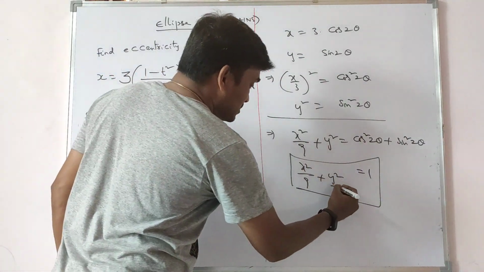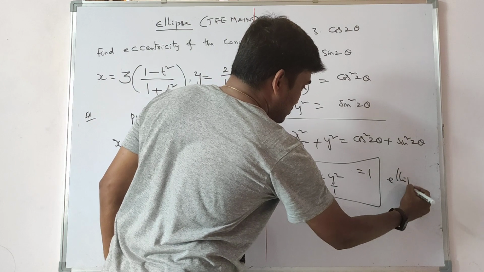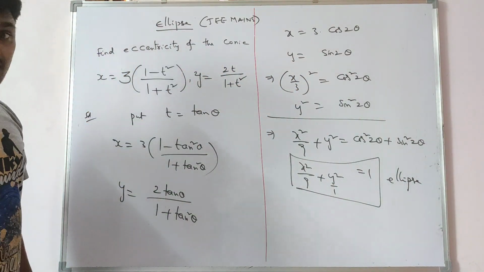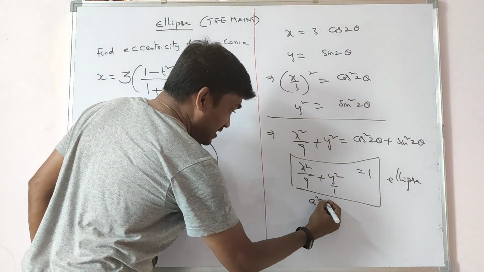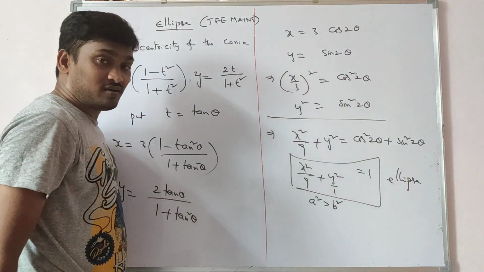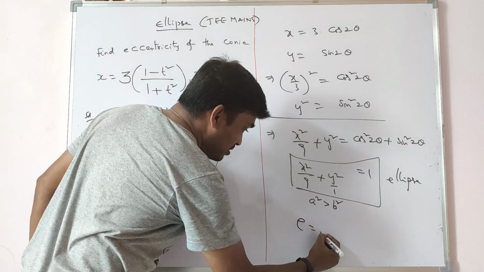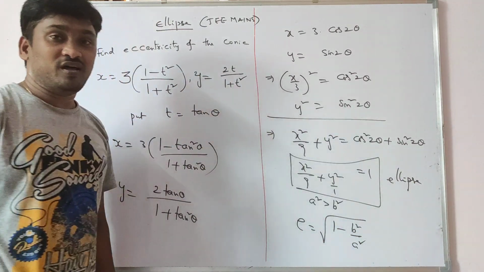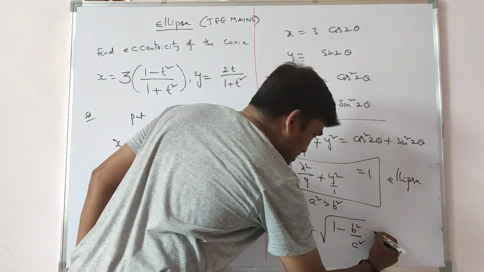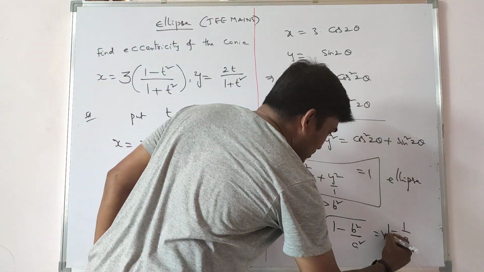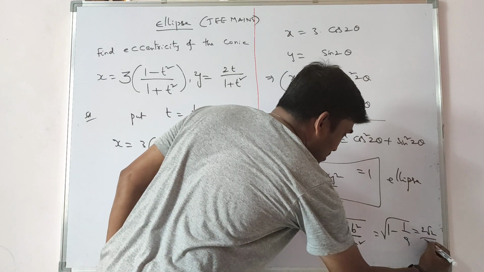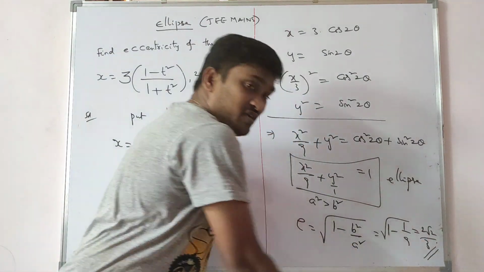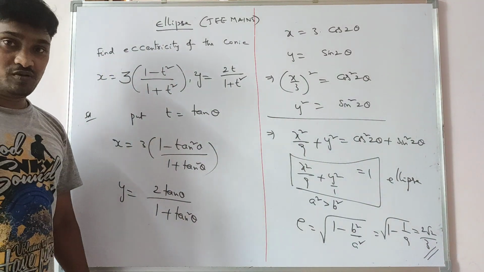So this one represents an ellipse. Eccentricity of the conic: clearly a square is greater than b square. So what is the eccentricity formula? Root over 1 minus b square by a square. So the result is root of 1 minus 1 by 9. So that is 2 root 2 by 3. That is the eccentricity of the given question.